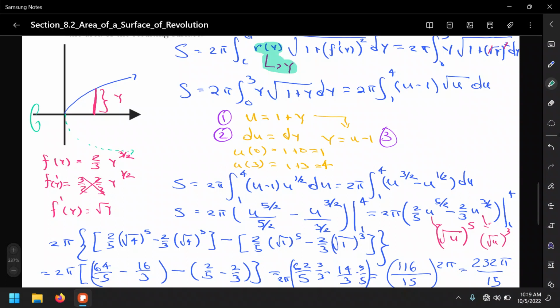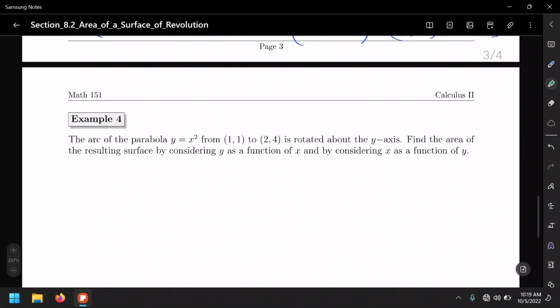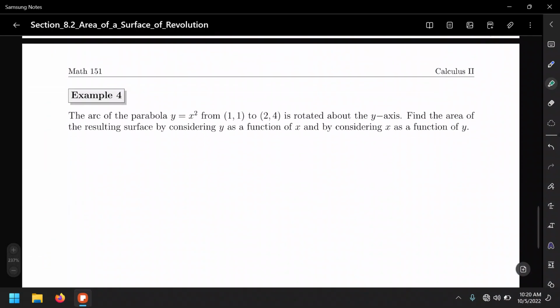Okay, so let's look at one more example. The next example, number 4. So we have the arc of the parabola from the point 1, 1 to the point 2, 4, and it's rotated about the y-axis. So we're going to do this problem 2 different ways. So we're going to find the area of the surface by considering y as a function of x, and then by considering x as a function of y. Well, ultimately, we want to show that it doesn't matter how you set up the same problem, using functions of x or functions of y. You should get the same result.